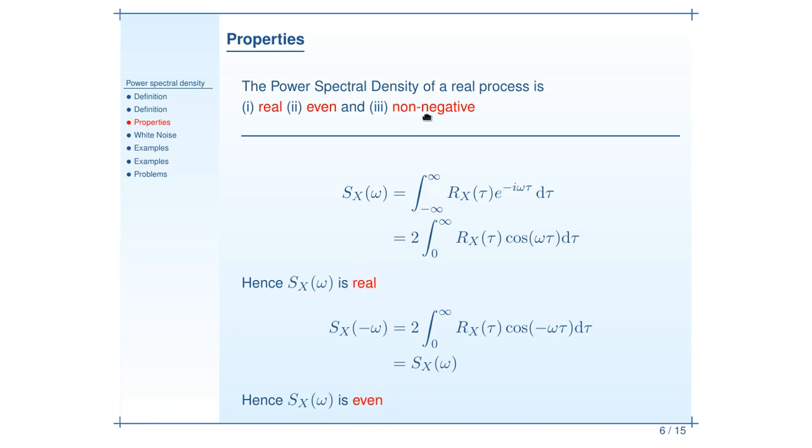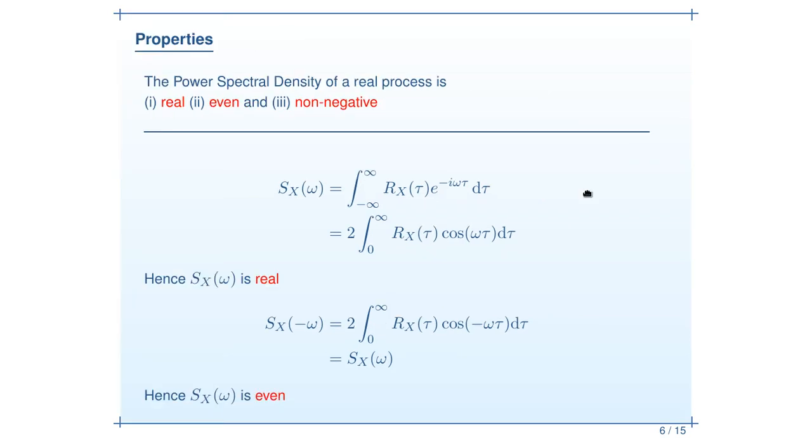And there is a third property, which is that this function, Sx omega, is always non-negative. We will not prove it. Anyway, power spectral density is a function which satisfies these three conditions. It is real, it is even, and it is non-negative. Not only that, it can be proved that any real, even, and non-negative function can be the power spectral density of some random process, which is a strong result which basically characterizes the power spectral density.